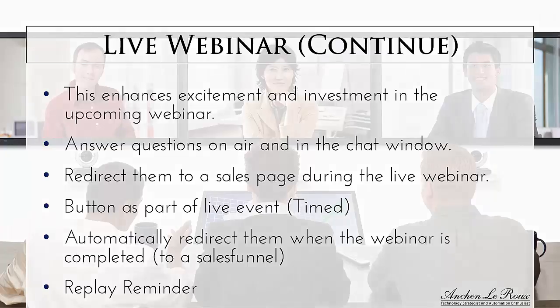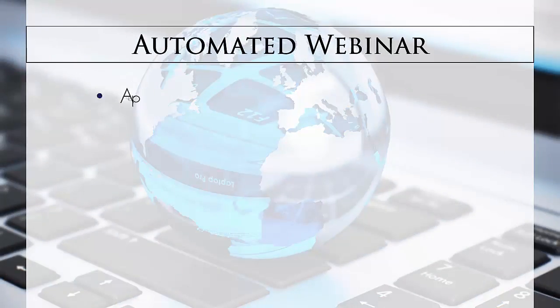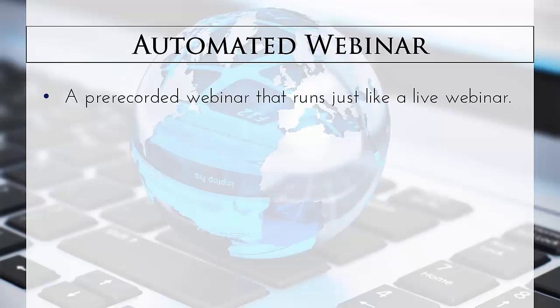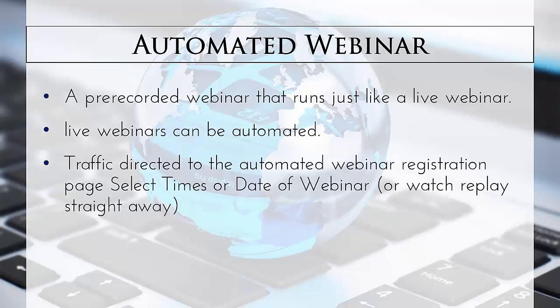Next up is an automated webinar funnel. An automated webinar is pre-recorded, but it runs just like a live webinar. You can see from the above description of a live webinar that most of these things can be automated. You can have your traffic directed to the automated webinar registration page, and this will look exactly the same as a live webinar registration page.